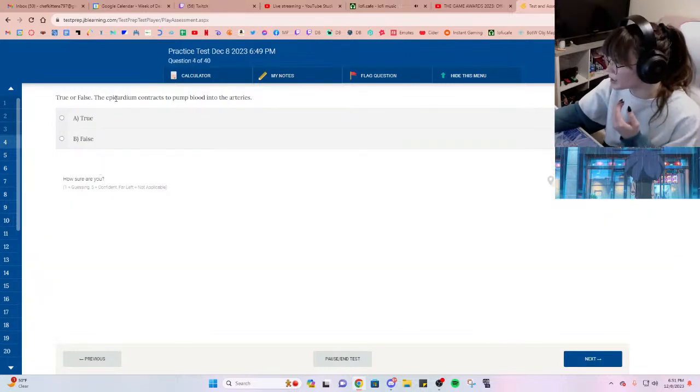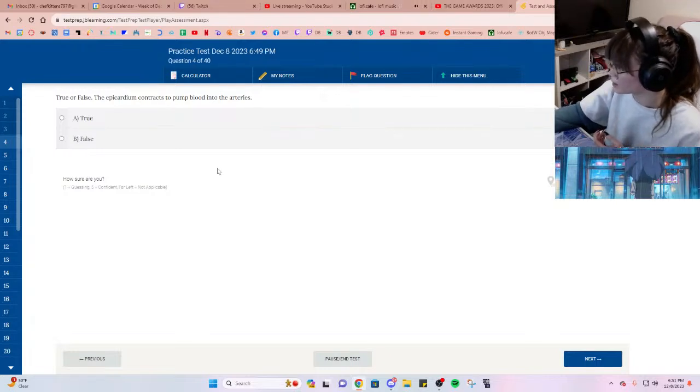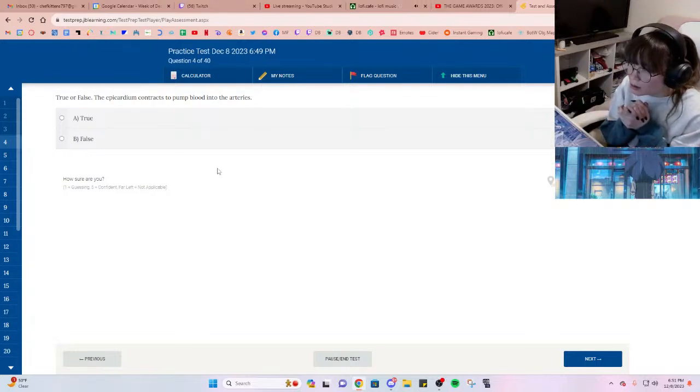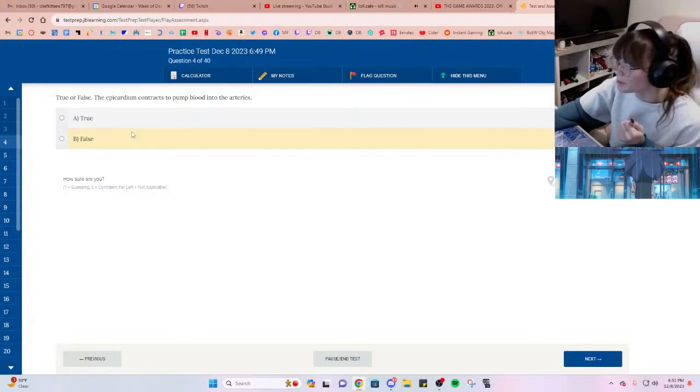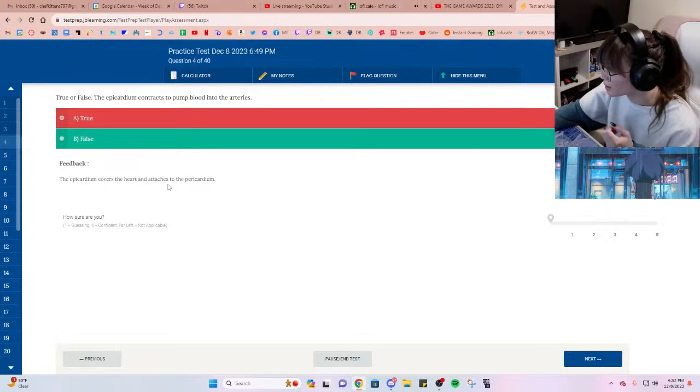True or false? The epicardium contracts to pump blood into the arteries. Sounds true. Sounds true. False! The epicardium covers the heart and attaches to the pericardium. Ugh.